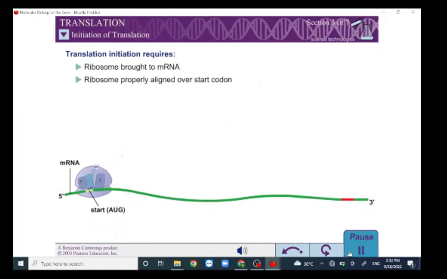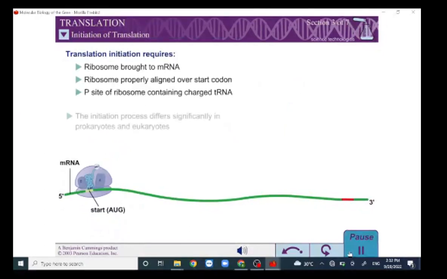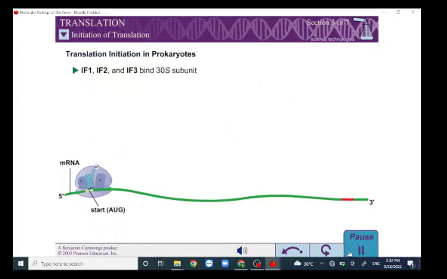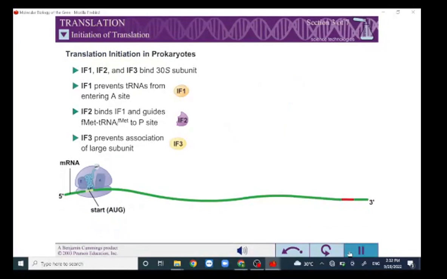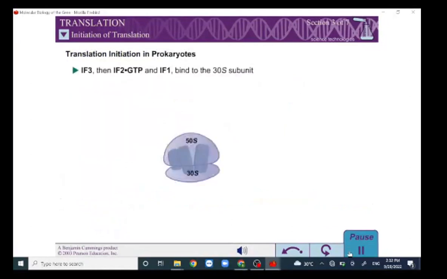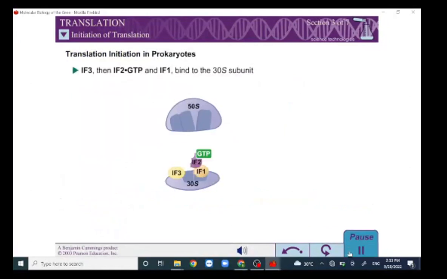This requires your ribosome to bind to the mRNA. Then the ribosome is properly aligned over the start codon. Then the P site of your ribosome contains the charged tRNA. So these 3 things are the components of your initiation phase. You have 3 factors: initiation factor 1, 2, 3, and you know all the functions of initiation factors 1, 2 and 3.